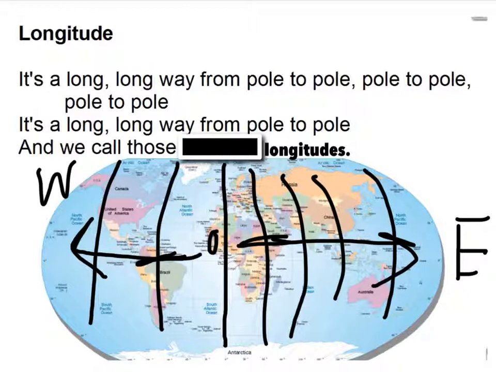So let's sing a song to help us remember. It's a long, long way from pole to pole, pole to pole, pole to pole. It's a long, long way from pole to pole, and we call those longitudes.